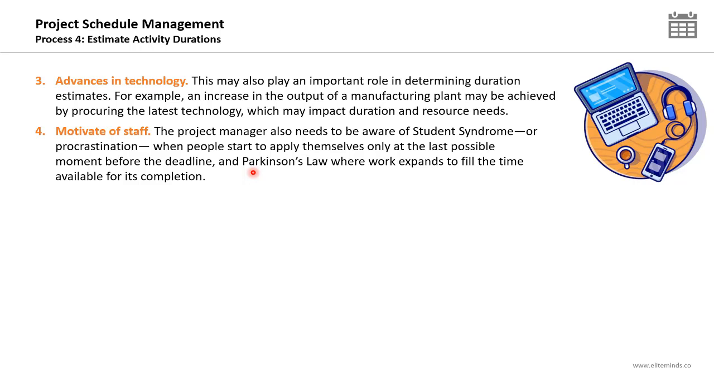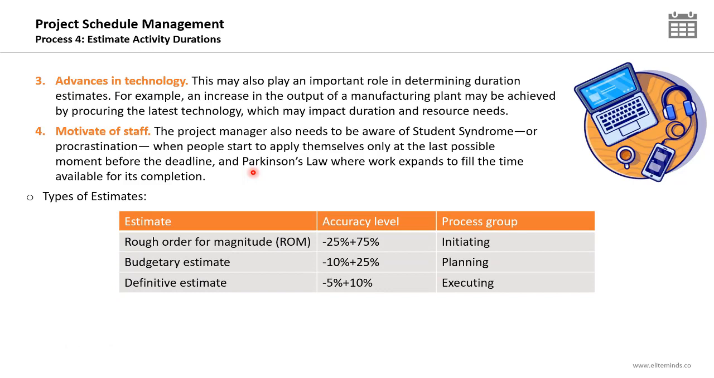This is the student syndrome. While the Parkinson's law says if you give a resource 3 days to finish the work, they will finish the work in 3 days. However, if you give the same resource 4 days, the work will expand to fill the time available and it will take 4 days. 5 days, also it will take 5 days. So you need to consider the student syndrome and the Parkinson's law in the duration estimates of the project activities.